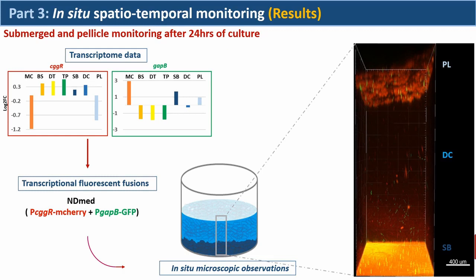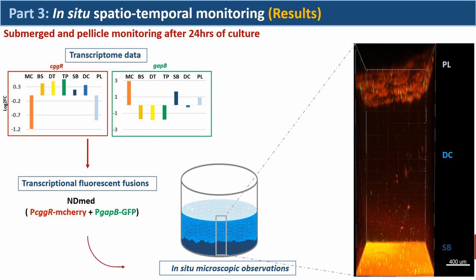We had a look at the liquid culture after 24 hours, where we can also see that in the pellicle, most of the population is expressing the glycolytic gene, with some cells abruptly expressing the gluconeogenic gene. And here, for the submerged culture, both of them seem to be upregulated.